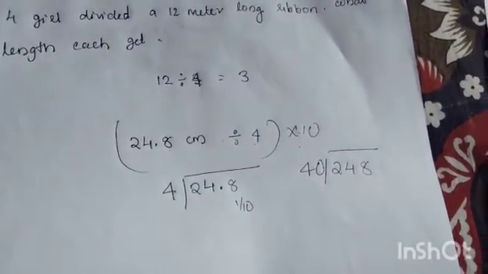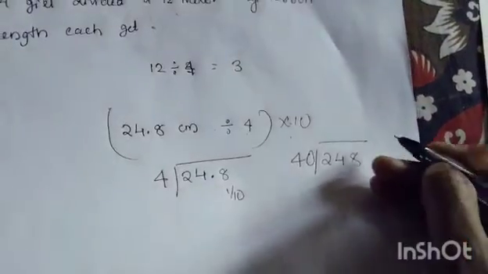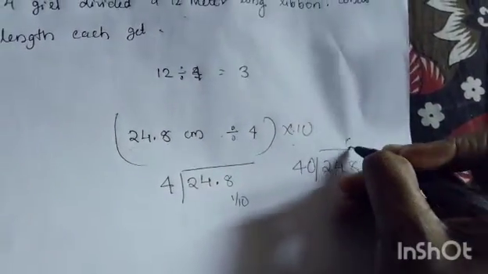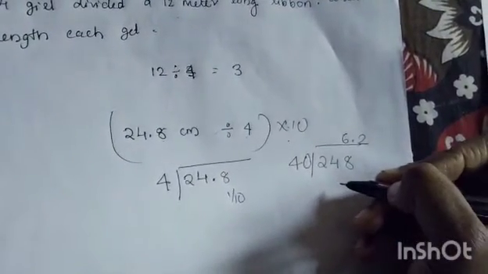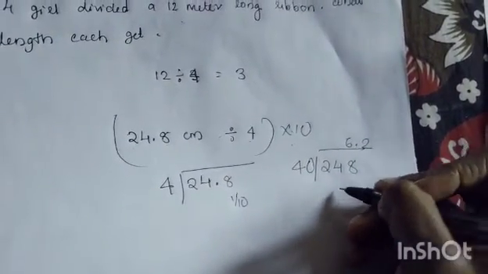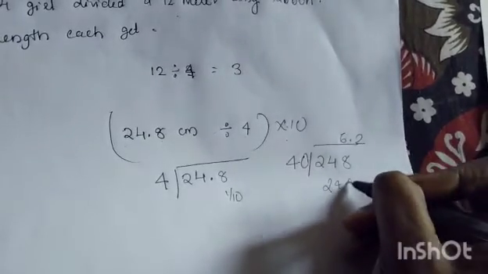248 divided by 40 and get the answer as 6.2. Okay, 6.2 into 40 is 248.